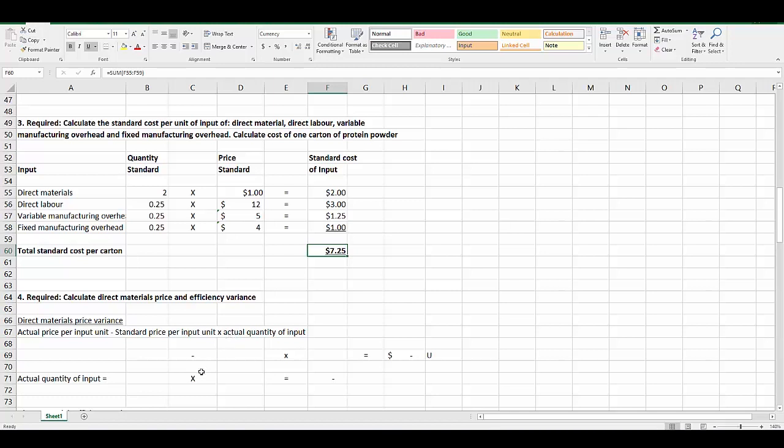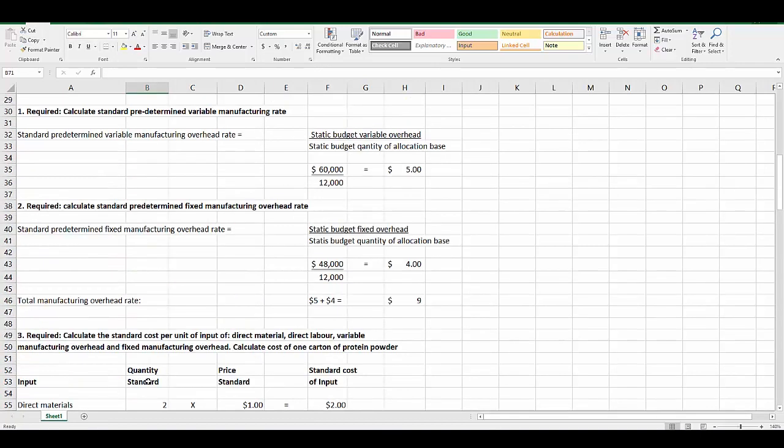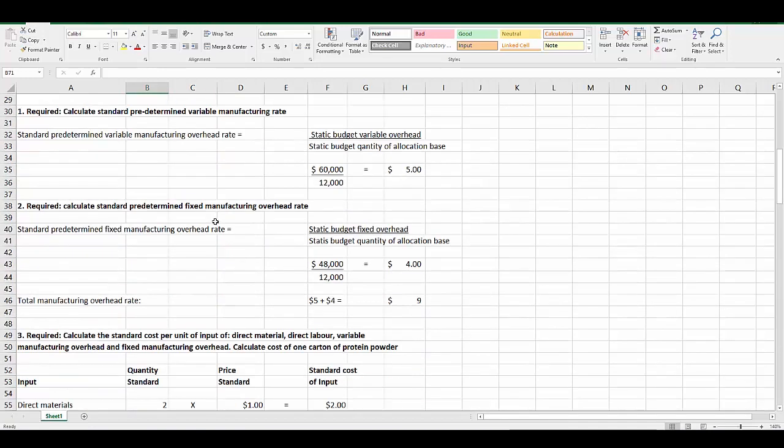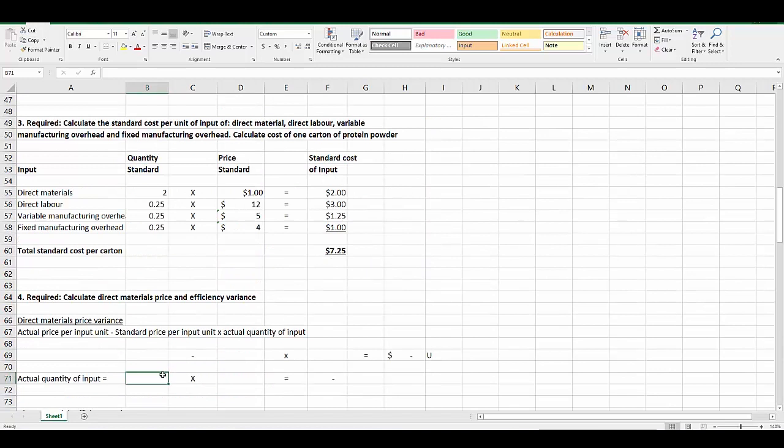So we need to do a little calculation first. We need to figure out what was the actual quantity used. So although our budget was developed based on an assumption that we would be producing 100,000 cartons, in actual fact, we didn't produce that much. We produced 80,000. So in this next section here, what we're trying to do here is figure out for 80,000 units or 80,000 cartons, how much material did we actually use.